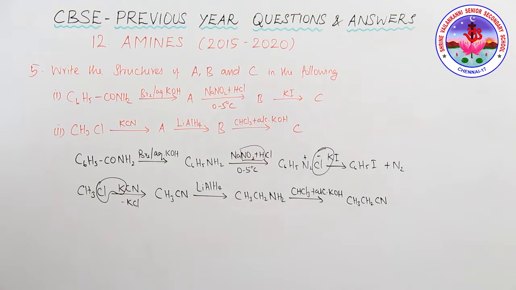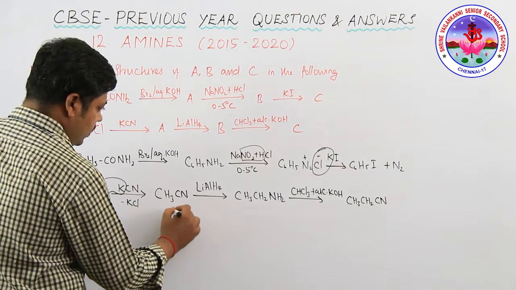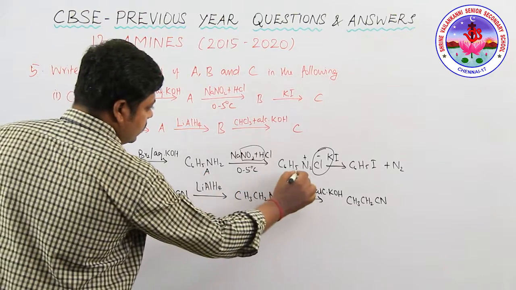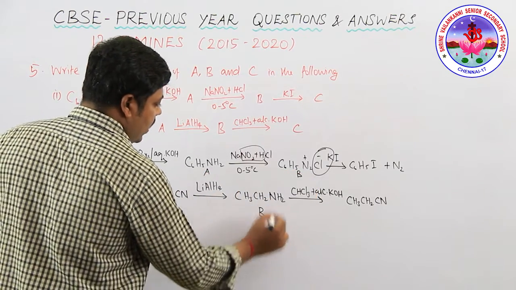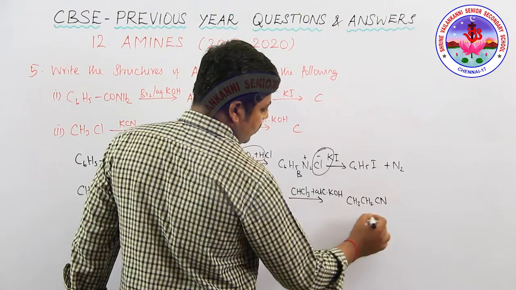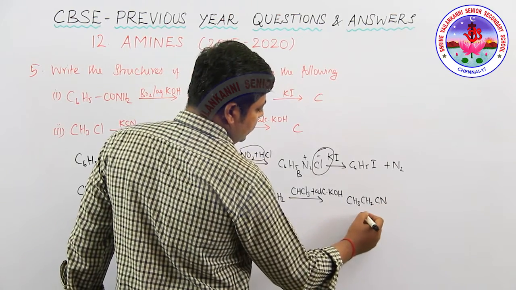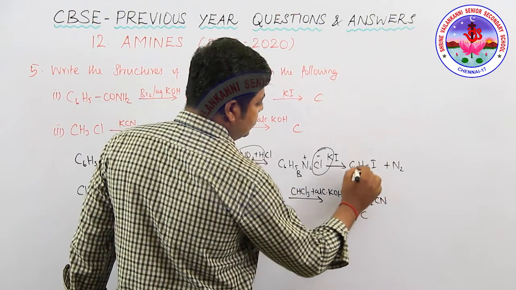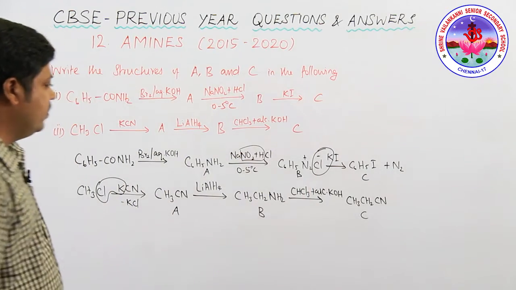In the first reaction sequence, A is aniline, B is benzene diazonium chloride, and C is iodobenzene. Then in the second reaction, A is methyl cyanide, B is ethanamine, and C is ethyl isocyanide.